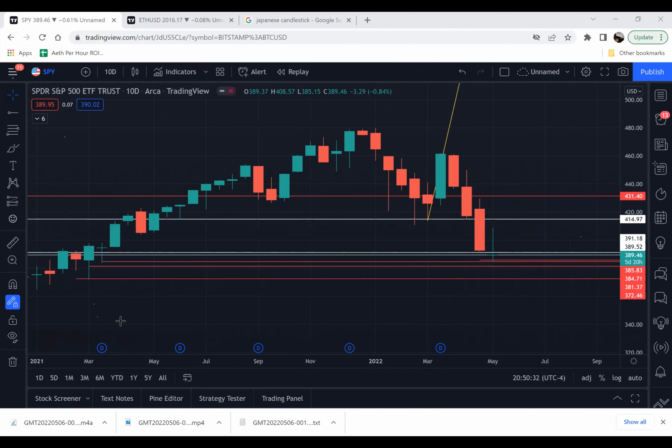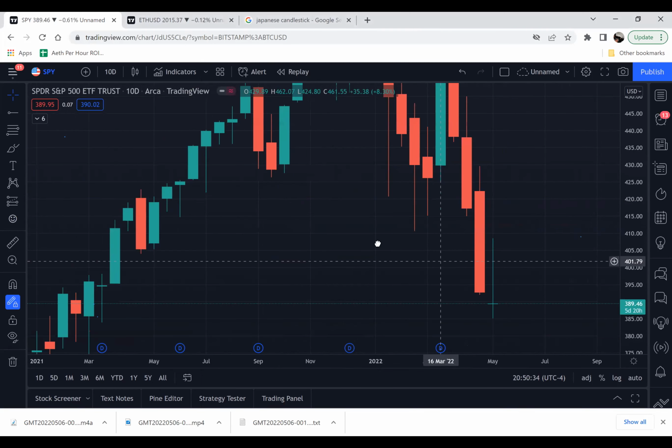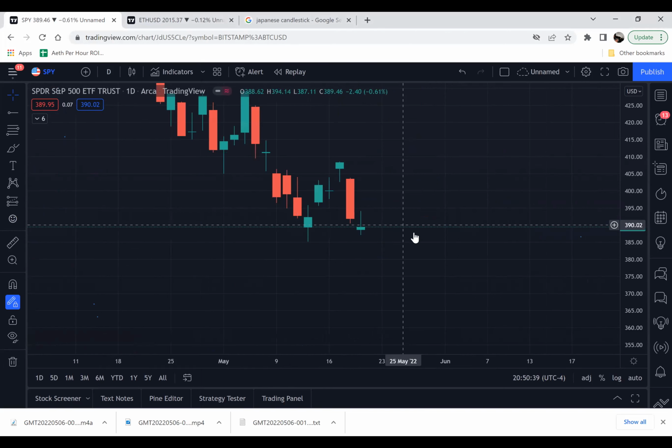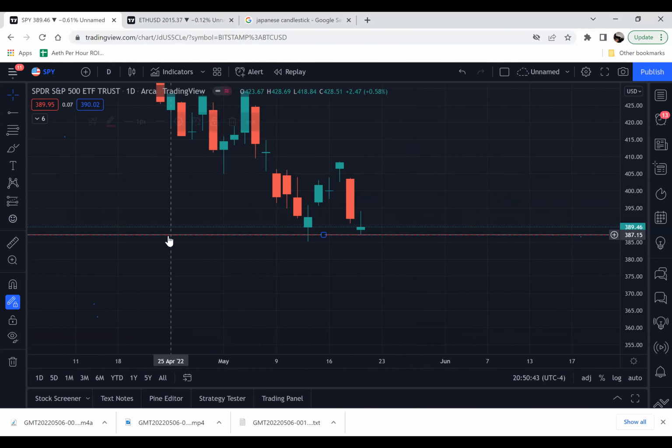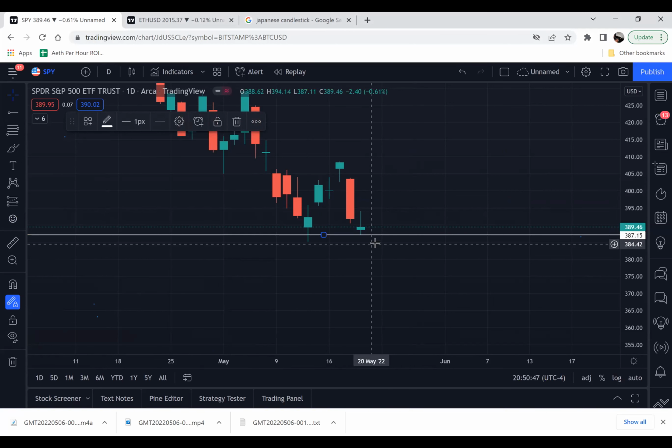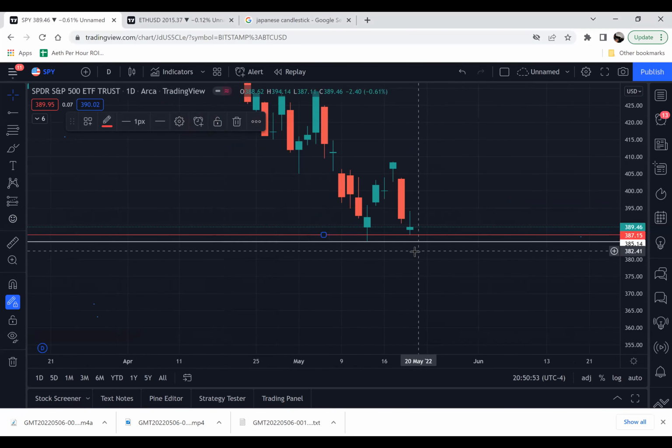So let me delete all of this. Let's go to the daily chart so you can understand what I was saying. Let's say this is my entry. Draw, make it white. Come on, Moody. Make it white. This would be my target. I'll make it red. So I did it wrong. All right, so red is the entry and white is the target.